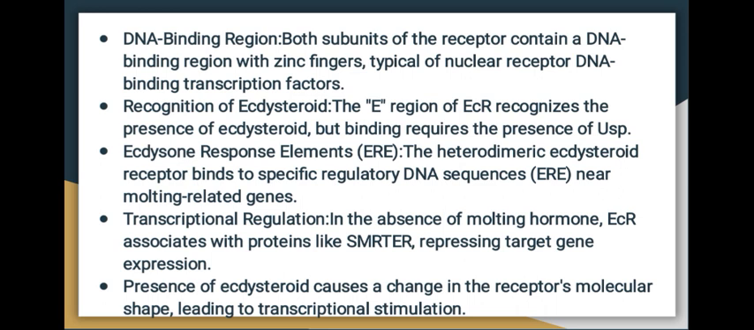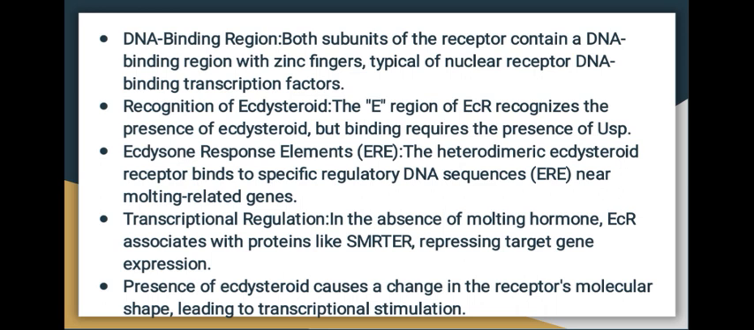So in case of this hormone, the DNA binding region is there. Both subunits of the receptor contain a DNA binding region with zinc fingers, typical of nuclear receptor DNA binding transcription factors. Then recognition of ecdysteroids. The E region of ECR recognizes the presence of ecdysteroids, but binding requires the presence of USP.